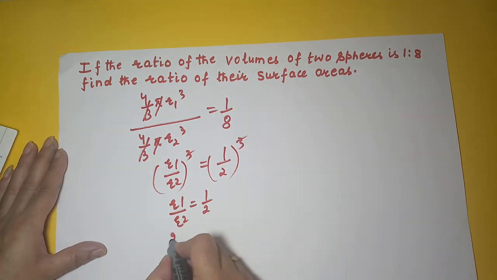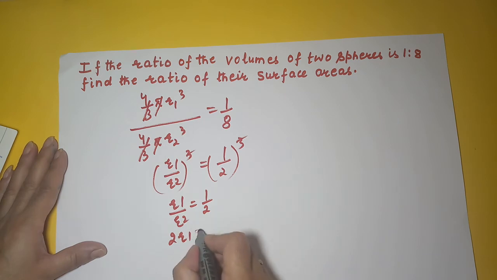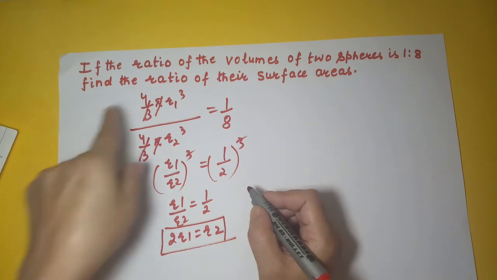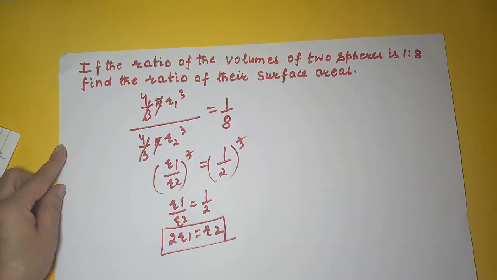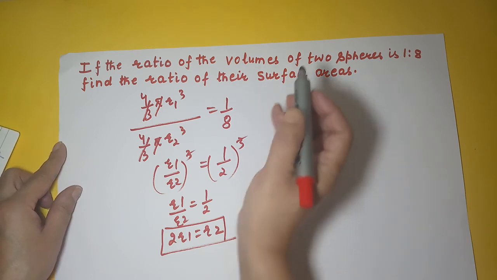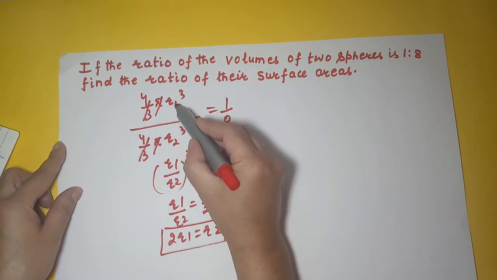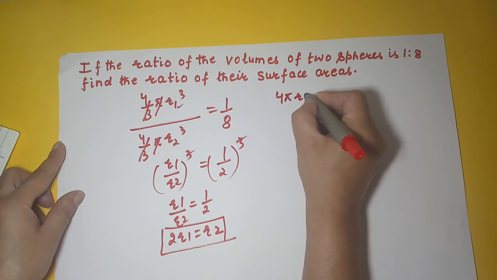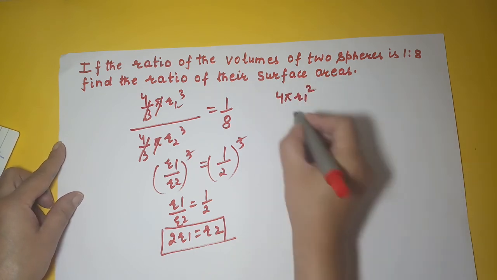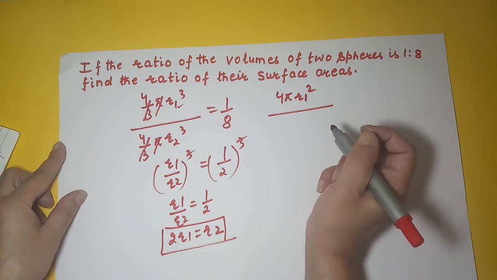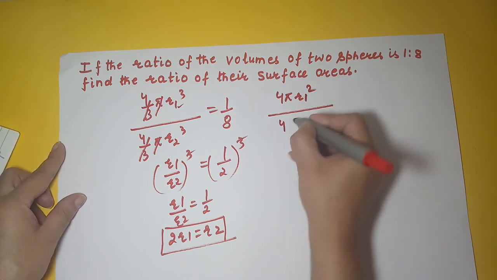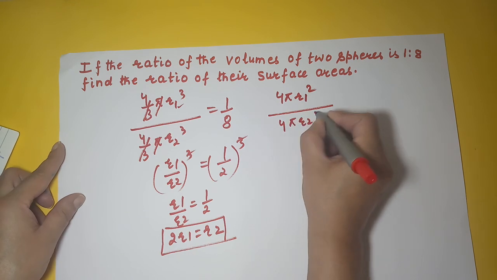If you cross multiply, you will get 2r1 equal to r2. Let's keep this value. We may have to use this somewhere. Now, he is saying find the ratio of their surface areas. Now, what is the surface area of a sphere with radius r1? We know it is 4 pi r1 square. And what is the surface area of the sphere whose radius is r2? It is 4 pi r2 square.